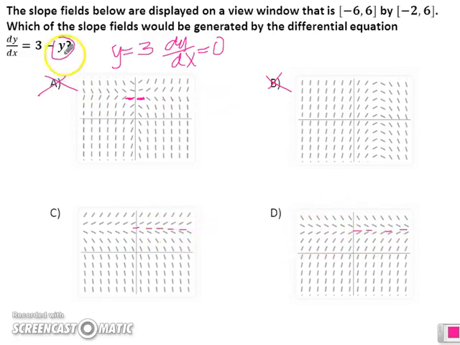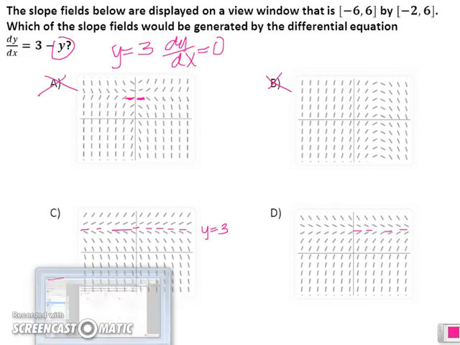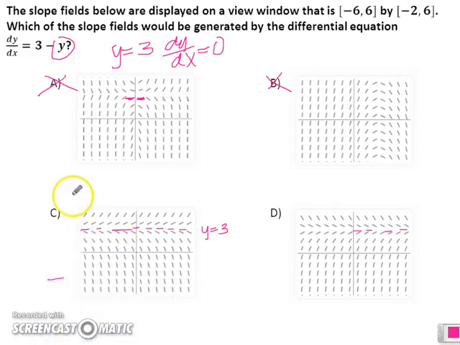So let's pick another number for y. Let's just say y equals 0. That puts us on the x-axis. For this one, notice that everything below the y equals 3 line, all the tangent lines are going down, so everything is negative down here. And everything above, all the tangent lines are going up. So dy/dx is positive when y is greater than 3 for this graph, and dy/dx is negative when y is less than 3.